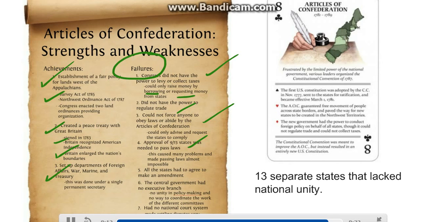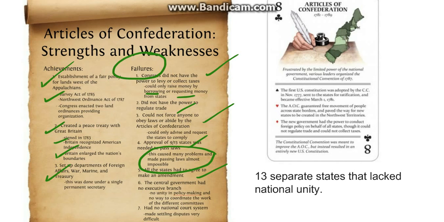Nine out of 13 states had to approve in order to pass any laws, which caused a lot of problems and made passing laws almost impossible. All the states had to agree to make an amendment, and the central government had no executive branch, so no unity in policy making and no way to coordinate work of the committees, and had no national court system, no judicial system, which made settling disputes very difficult. There were 13 separate states that lacked national unity.